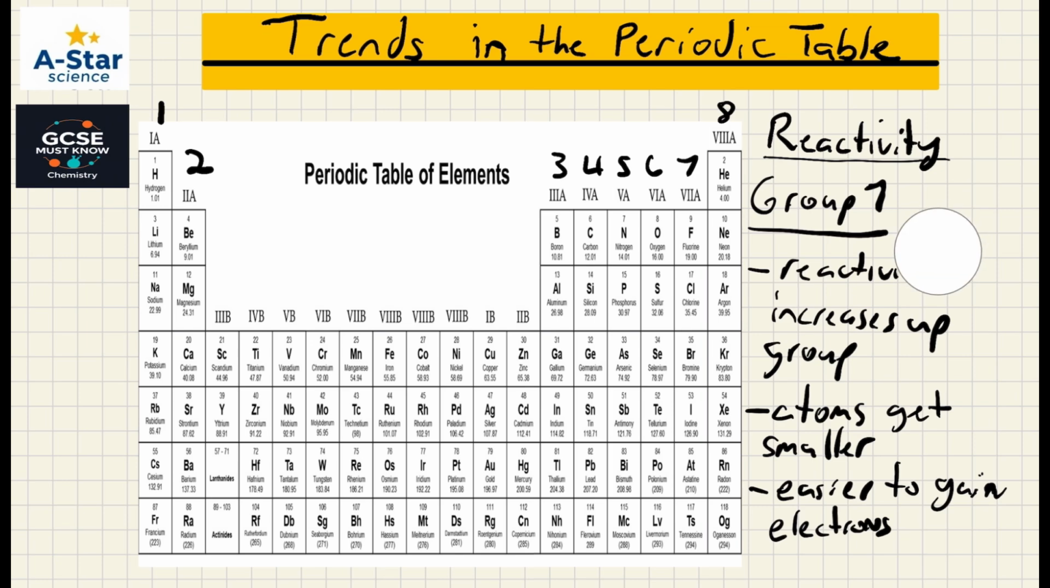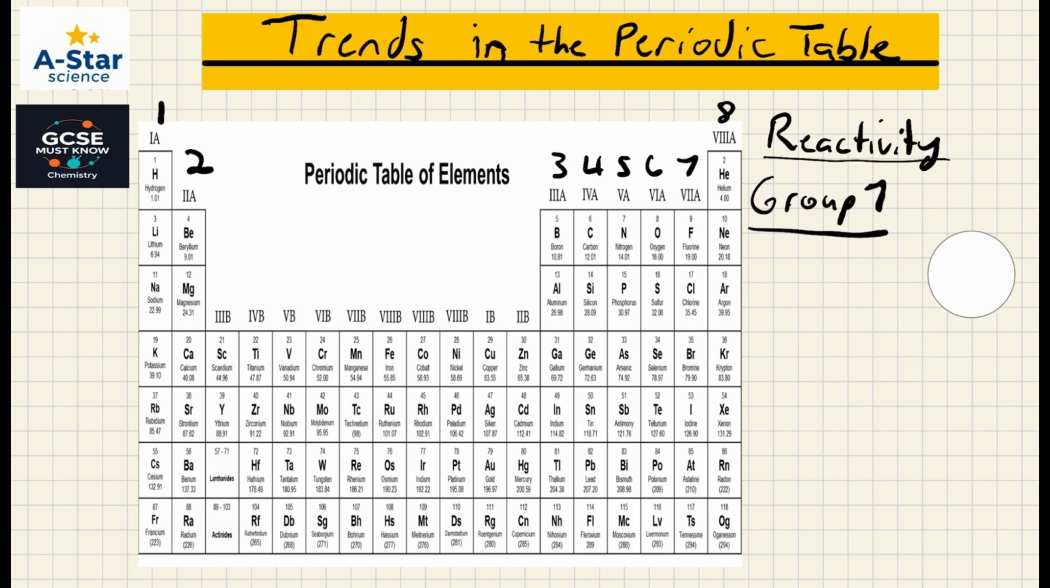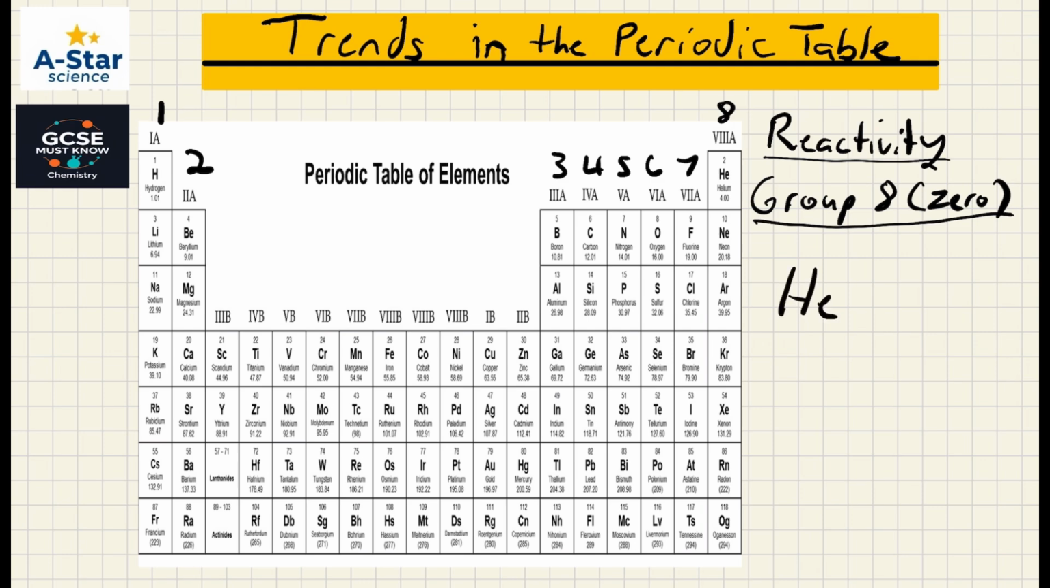Now, how about group 0 or group 8? Sometimes you'll see it called group 8, sometimes you'll see it called group 0. Remembering that group 8 means that it has 8 electrons in the outer shell, or for helium, for example, it will have 2 electrons. This helium has 2 protons and 2 electrons.